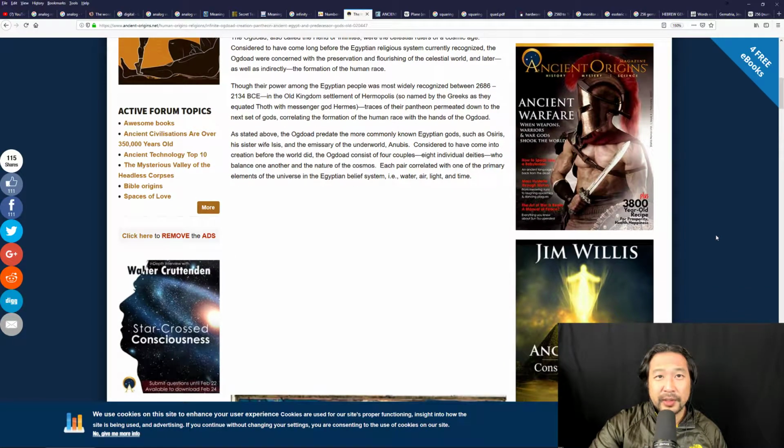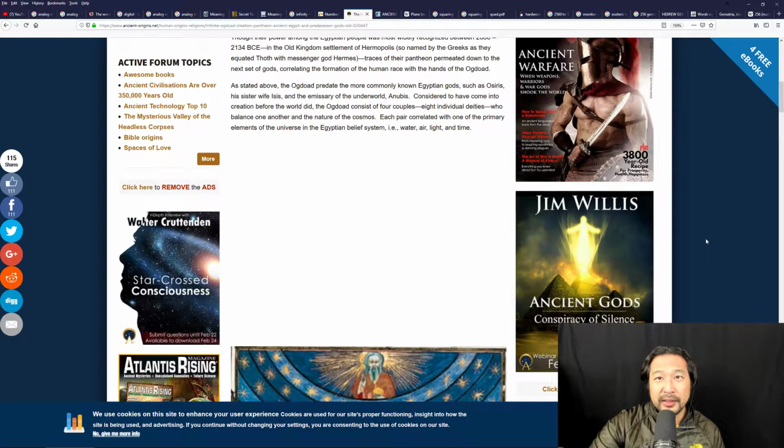Through their power among the Egyptian people, most widely recognized between 2686 to 2134 BCE in the Old Kingdom settlement of Hermopolis, so named by the Greeks as they equated Thoth with the messenger god Hermes. Traces of their pantheon permeated down to the next set of gods, correlating the formation of the human race with the hands of the Ogdoad.